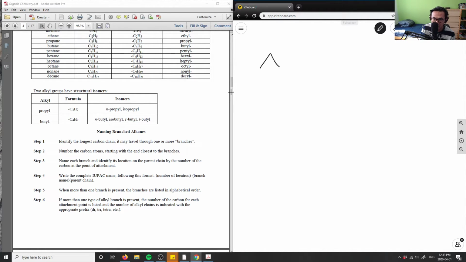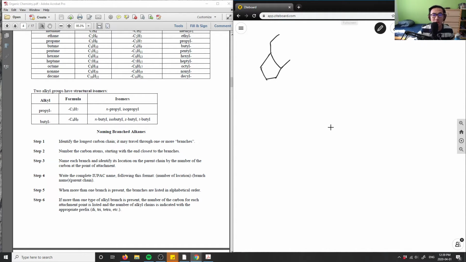So let's do this one with maybe this and then with this. So how would I name this structure? Again, I'll give you about 2 minutes to figure that out, and then we'll work through it together.